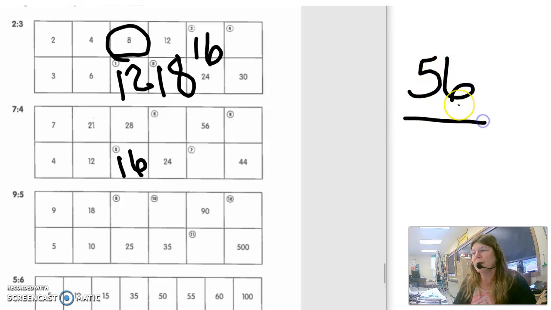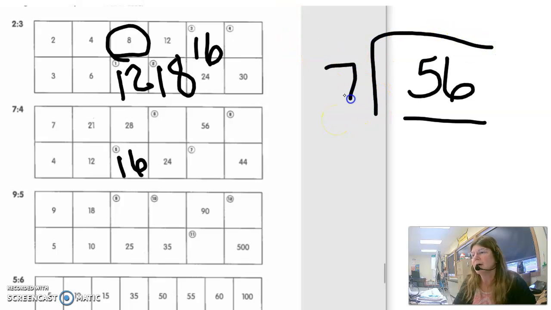It's open on the bottom. So what's the very first thing I do? I divide 56 by 7. 7 is always on the outside. The number in your box is always on the inside. How many times will it go in there?